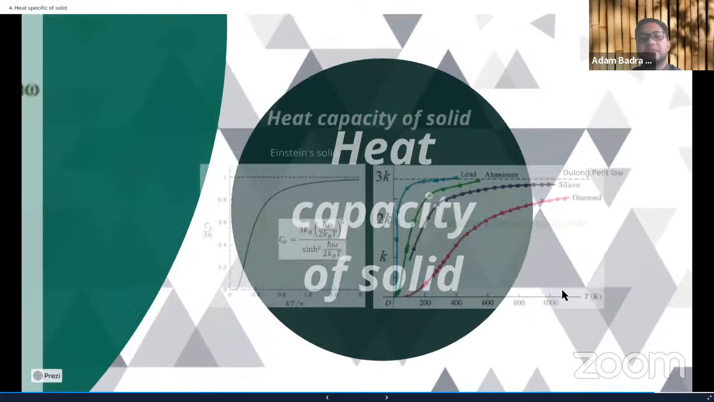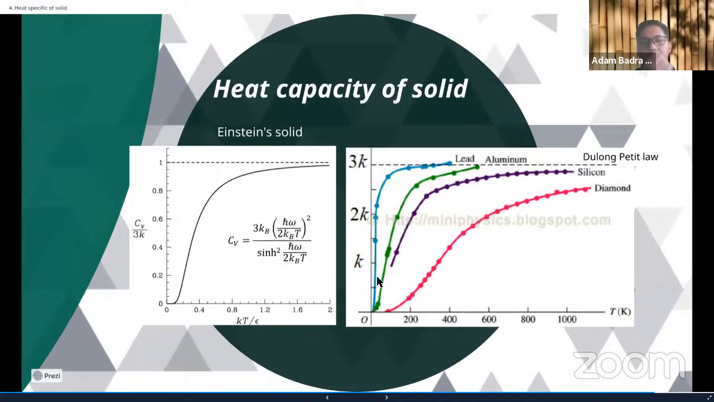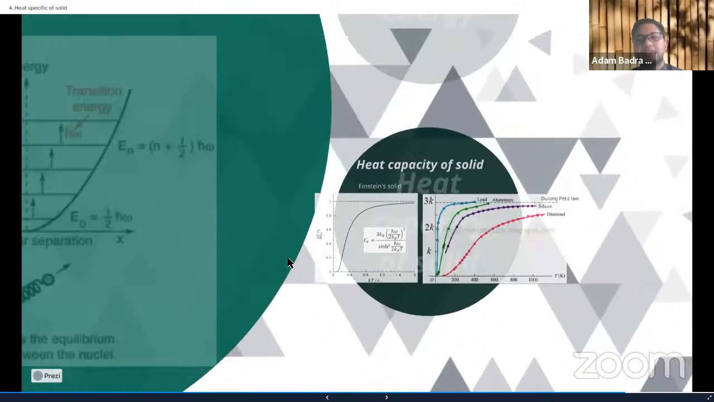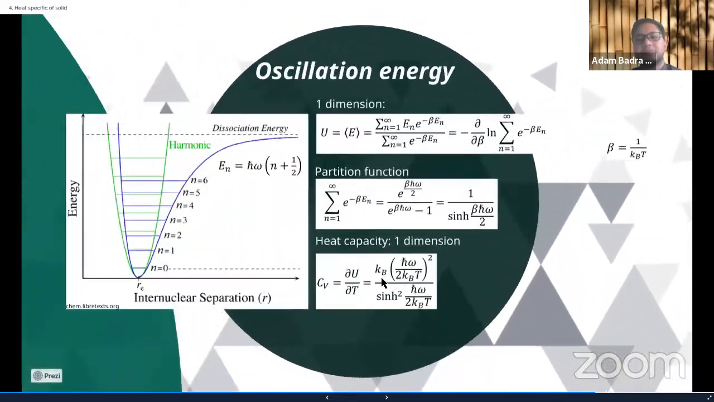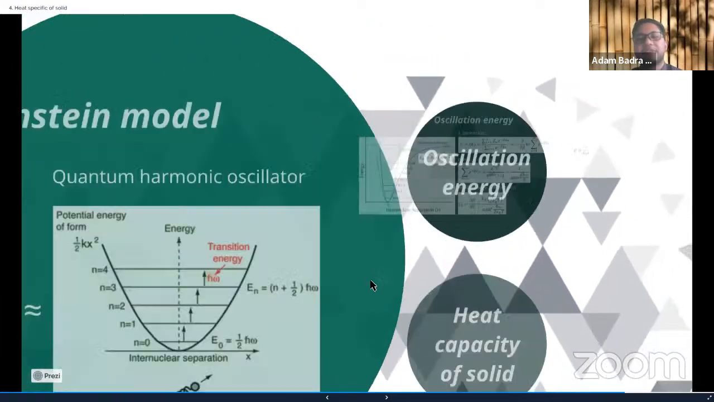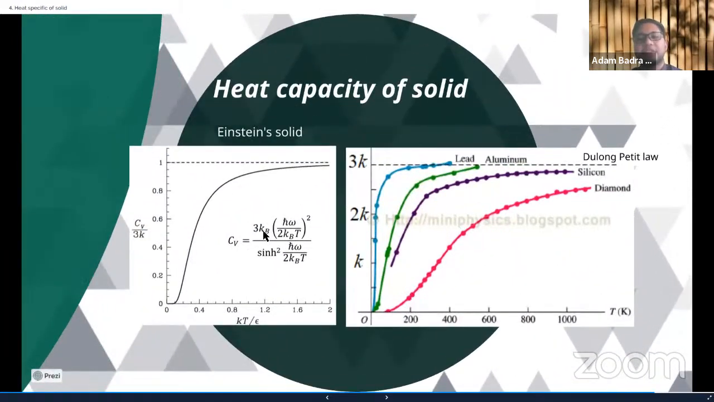So we discussed the one dimension. For three dimensions, there are x, y, z, so there are 3 times. If we plot this Cv exactly like before, we take this formula and multiply by 3 because there are 3 contributions, and we can plot it something like this. You can see the resemblance here.